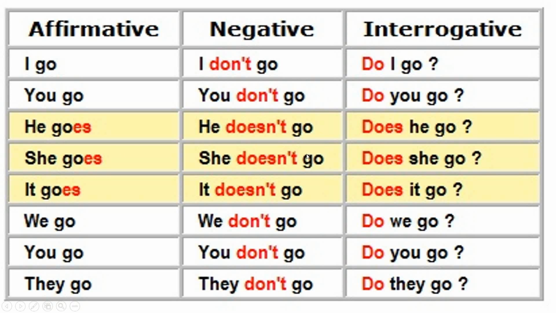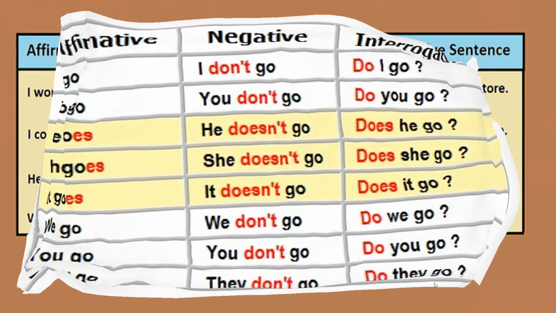Now she goes. Again the same thing. She doesn't go. Does she go? I am repeating, children, again and again, in negative and interrogative sentences we write the root form of the verb. It goes. Again, it doesn't go. Does it go? We go. We don't go. Do we go? You go. You don't go. Do you go? They go. They don't go. Do they go?